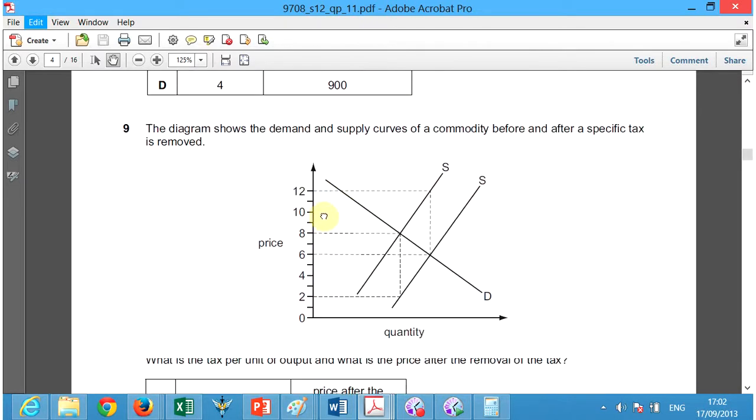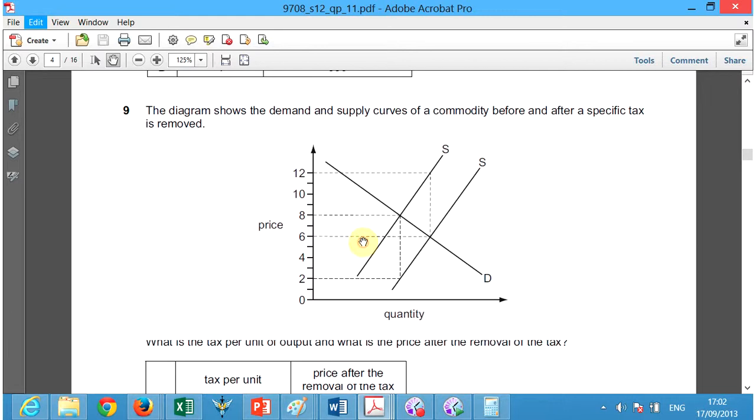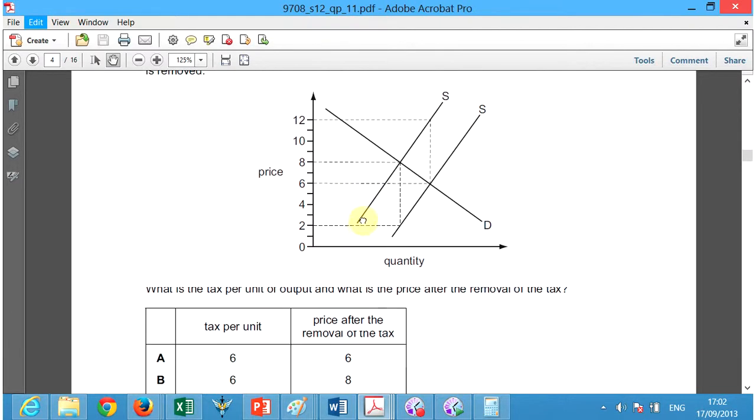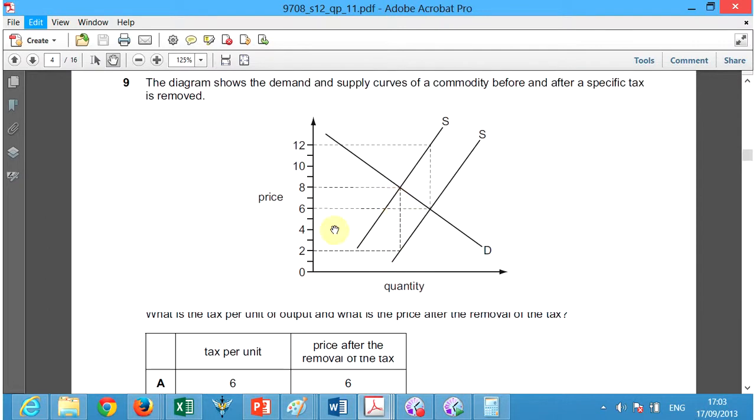Number 9, the diagram shows the demand and supply curves of the commodity before and after a specific tax is removed. What is the tax per unit of output, and what is the price after the removal of the tax? Okay, so we're looking at during the tax and removing the tax.